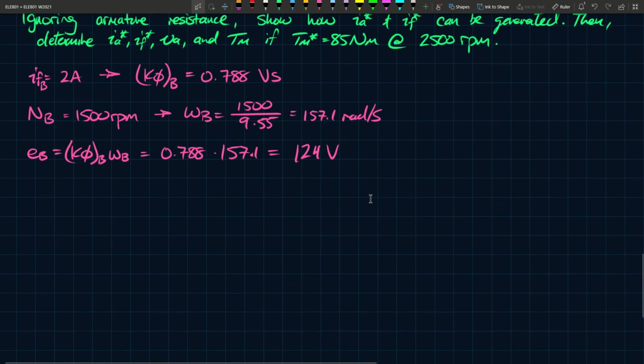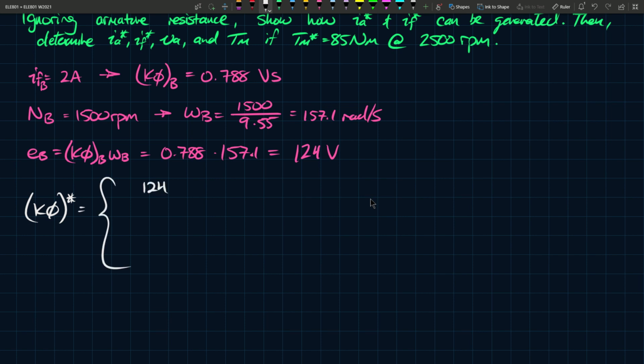So what we can do is, as we did in the previous case, we said that we would force the reference for K phi to have a characteristic that is the base back EMF divided by the base speed. And again, if you don't know where this is coming from, I'll link that below where we described the torque and speed control of the DC machine. In the case where it's greater than the base speed, this is 124 divided by omega m. And so the first is when omega m is less than or equal to omega b, and this is when omega m is greater than or equal to omega b.